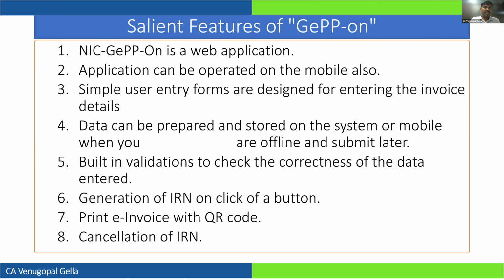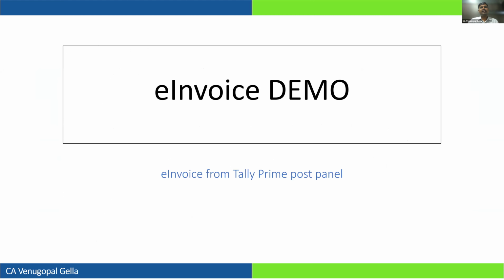It also has a feature to do some basic validation like totals, putting the correct rate of tax, etc. And on a click of a button, you can generate invoice, you can print invoice, you can cancel the invoice. So this is a feature for someone who does not use accounting software. Now those who are using accounting software, and accounting software is synonymous with Tally, let us see how the invoice has to be done.